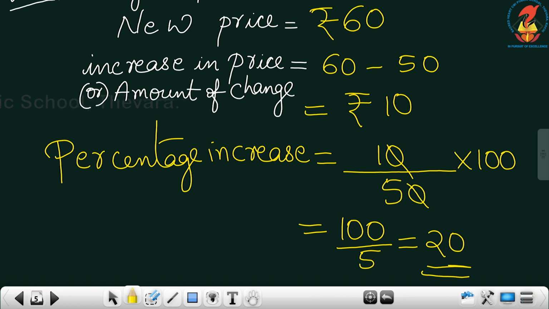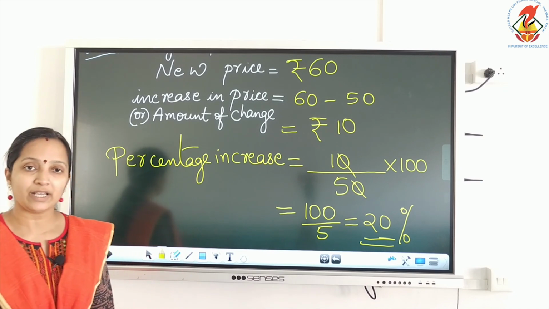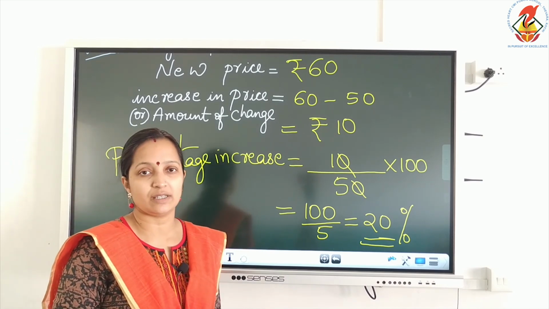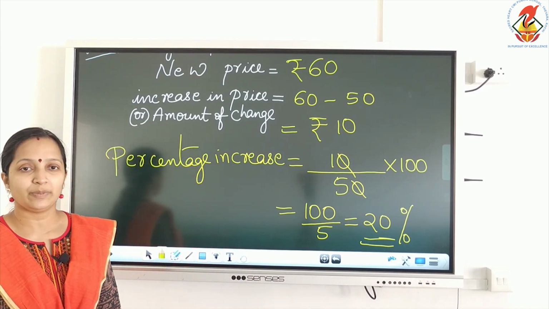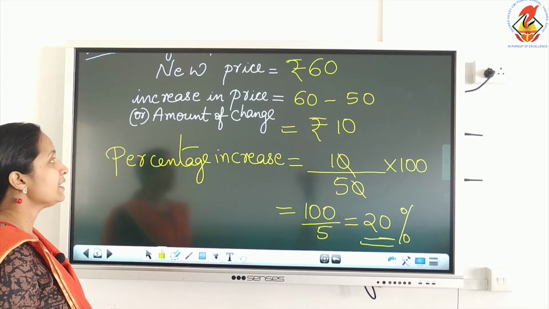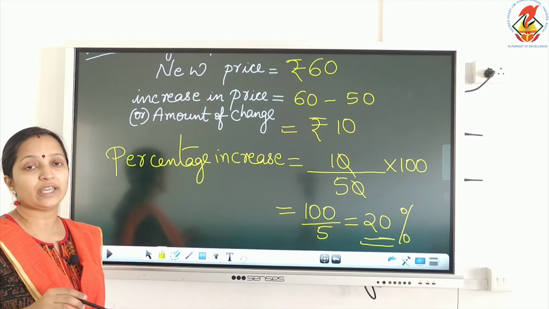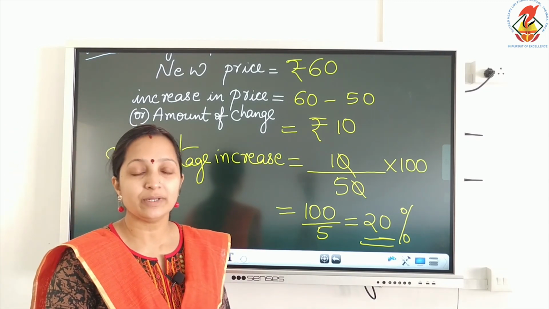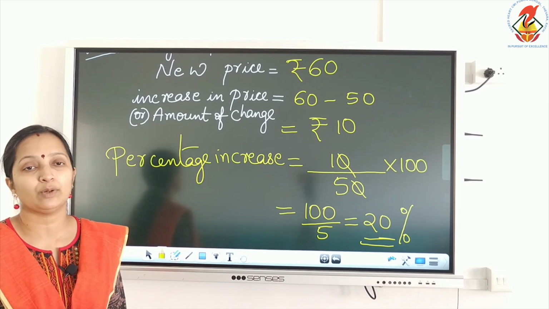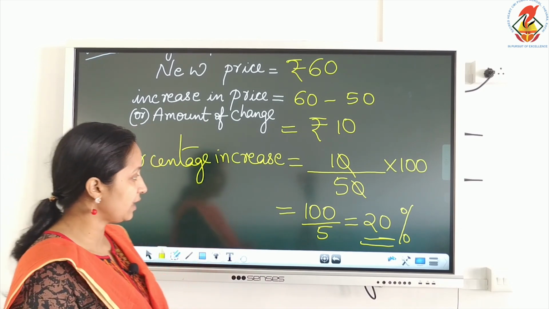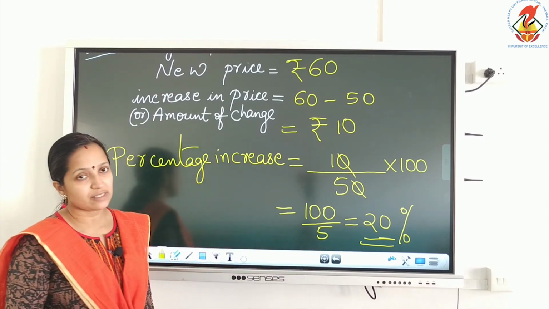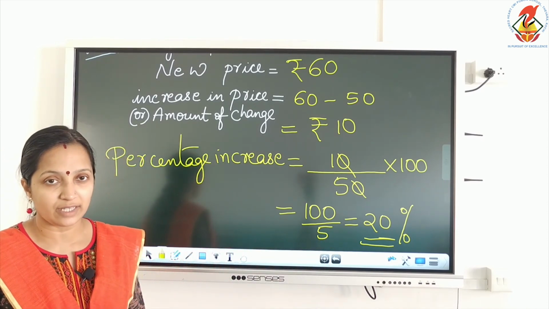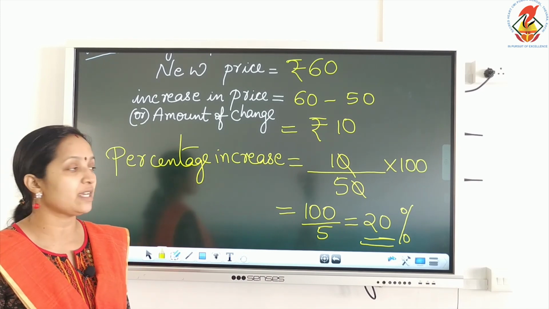So, what does it mean children? 20%. We can say that the fuel prices have increased by 20%. Here the amount of change means the increase in price, how much increase happened upon the original amount. I hope this is clear now. Percentage increase is equal to 20%, that means the fuel prices have increased by 20%.